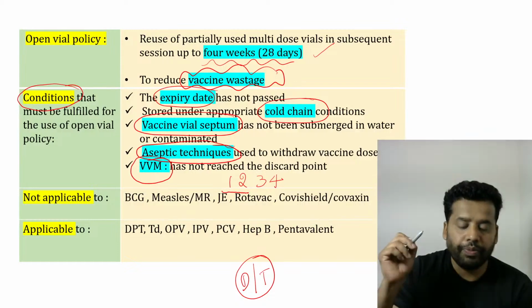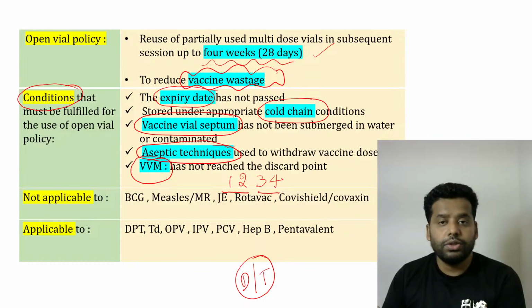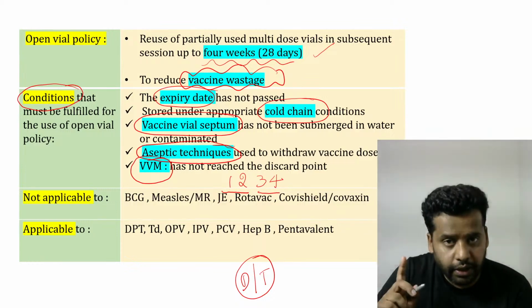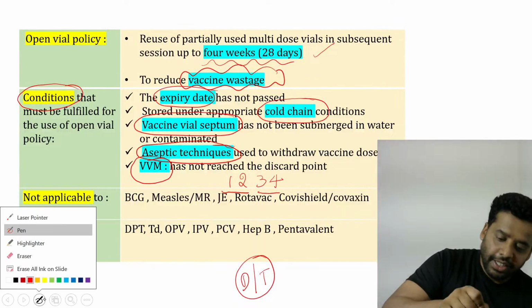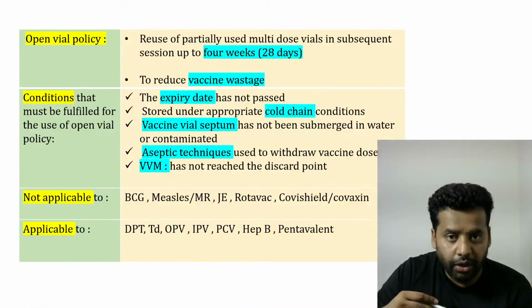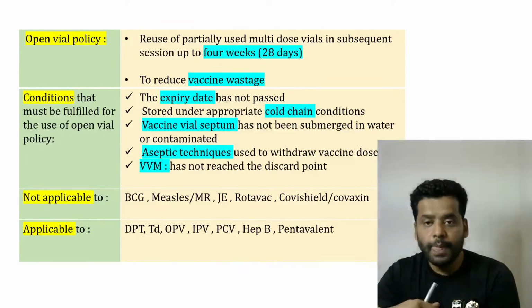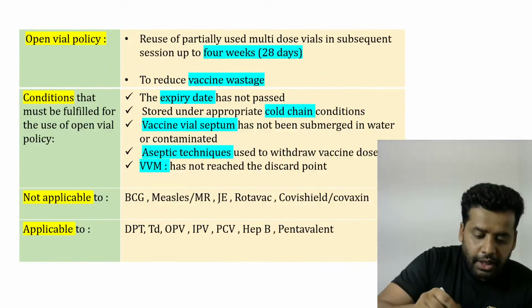1 and 2. In what stages we cannot use vaccines? 3 and 4. So if it is in 1 and 2, you can use it. But the thing is, this open vial policy is not applicable to, means you cannot use what vaccines in the next session. Tell me, repeat. Very good. Yes, correct.